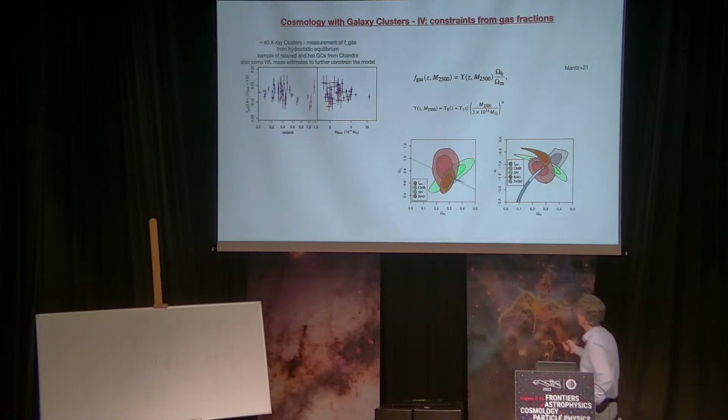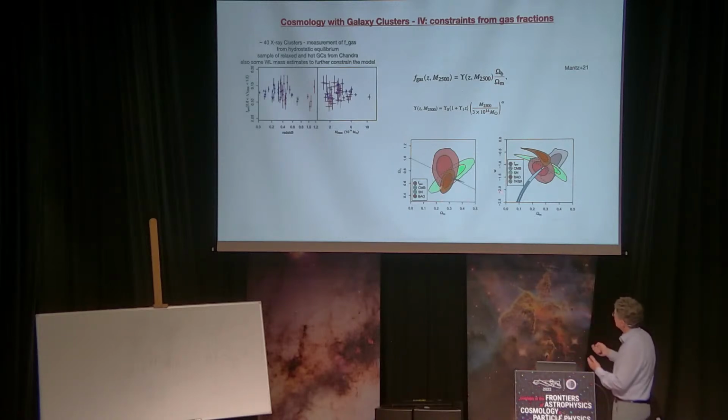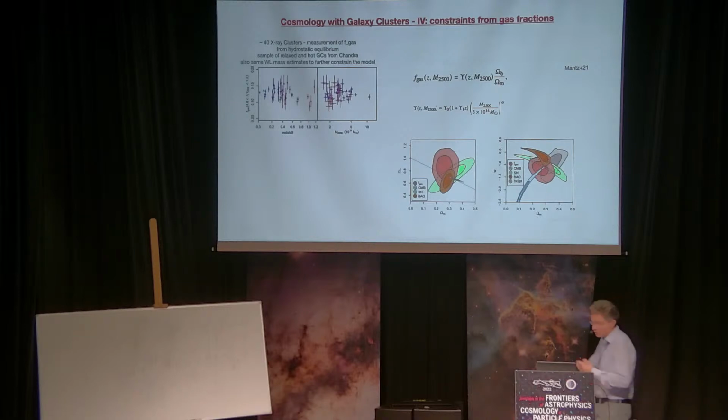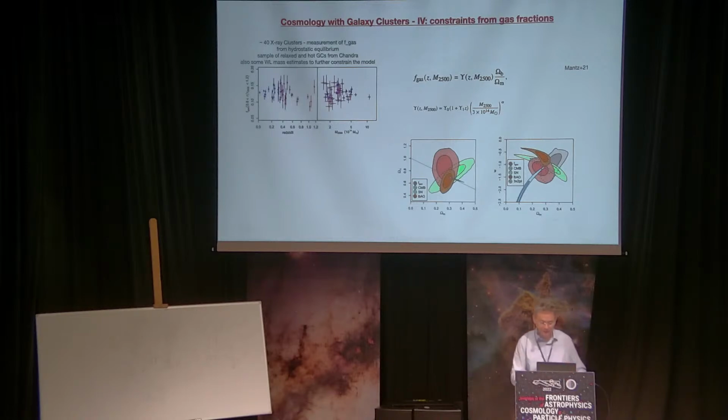And the nice thing, again, is that once you combine several probes, they have very different degeneracy lines, and at the end of the day they overlap in a region of the parameter space, which is really omega 0.3, w equal to -1. So it's the Planck case, right? This is from 2021. You use the gas fraction to do cosmology.